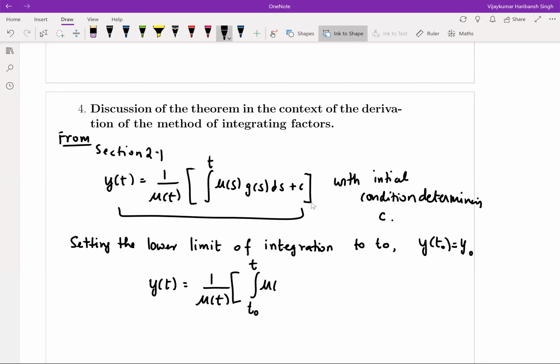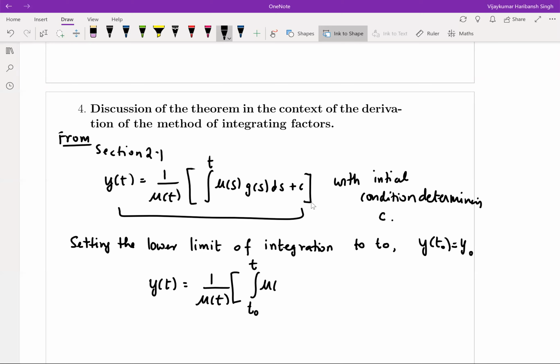We can see that mu of t is going to be greater than 0. Later on, when we discuss Abel's theorem, we'll see precisely why mu of t is greater than 0. But this we have assumed earlier as well. Now, from here, recall, we want to show that this exists and is unique, right? Because this is our solution. So let's see why that is the case.